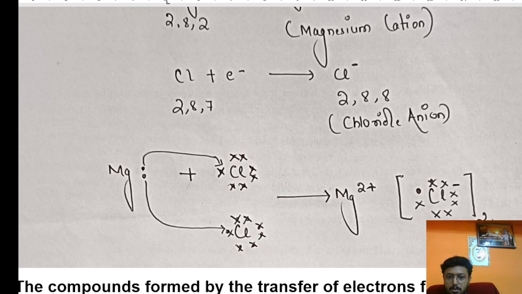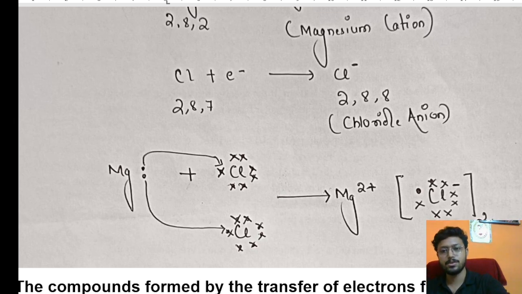Magnesium loses 2 electrons, right? Each chlorine gains 1 electron, so 2 chlorines gain 2 electrons. So Mg plus 2, Cl minus twice, so MgCl2. Any confusion? Any doubt, dear students? No doubt? Done? Should we move ahead? Now move to question number 8.